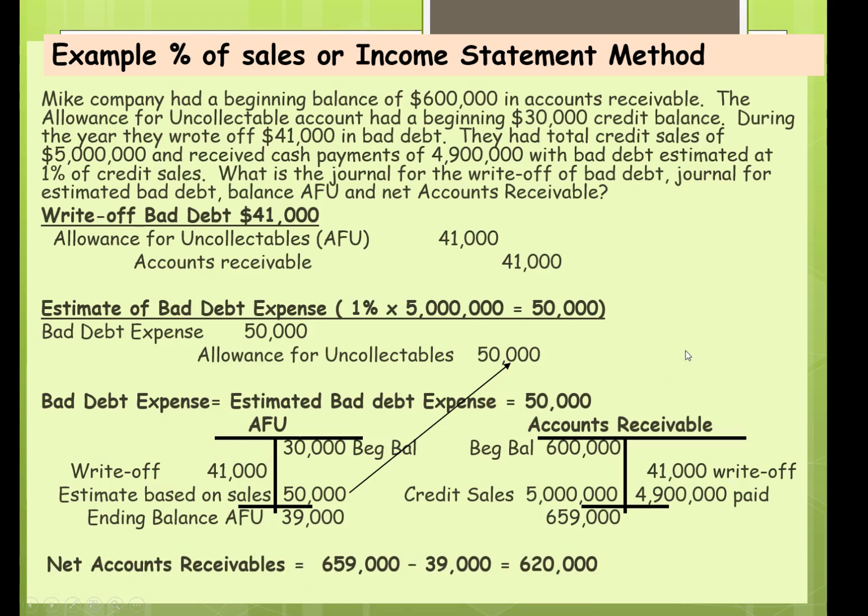What's our net accounts receivable? Remember, it's always going to be accounts receivable minus allowance for uncollectible, because allowance for uncollectible is a contra account, and it's contra to accounts receivable.